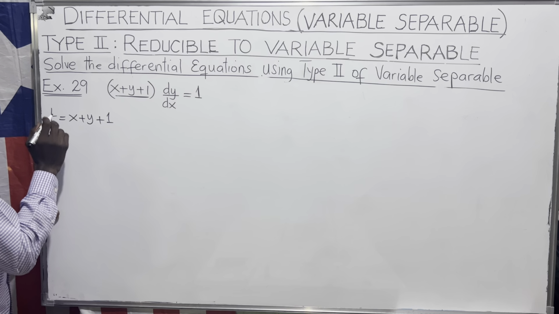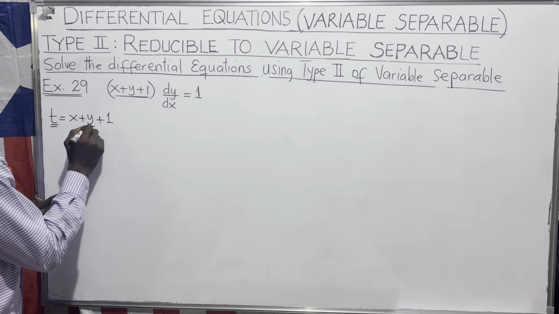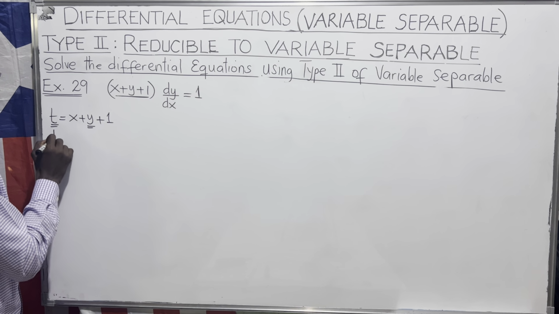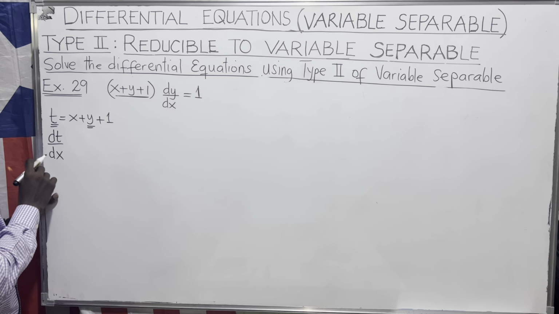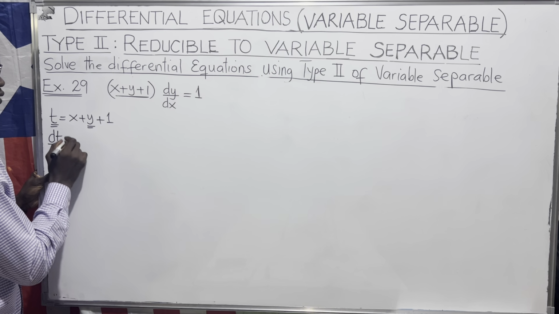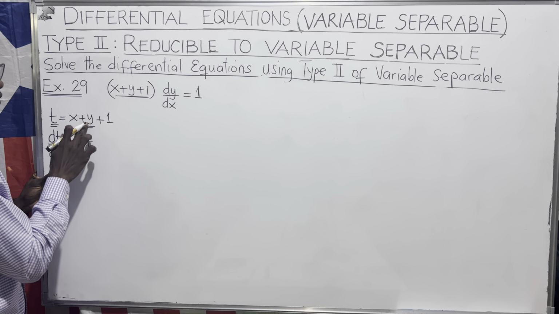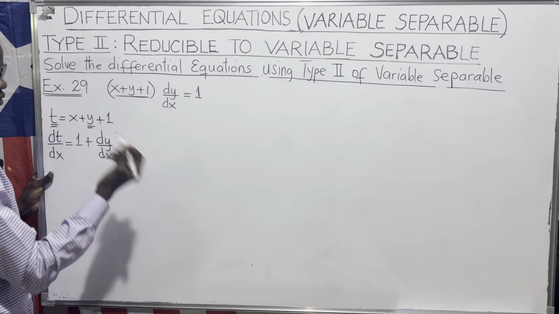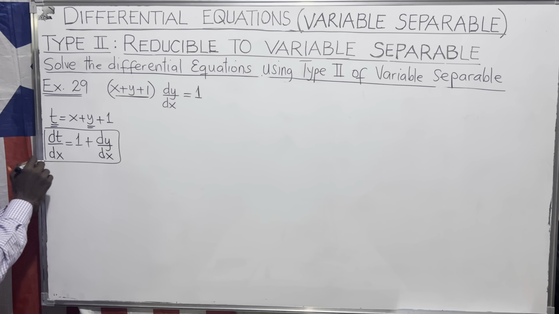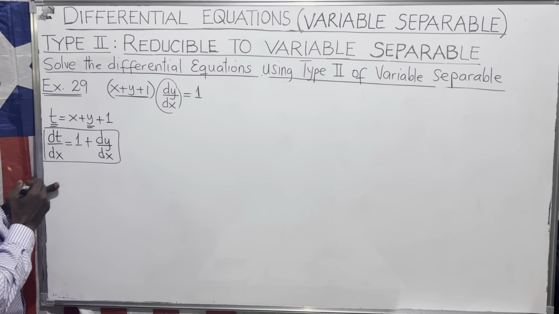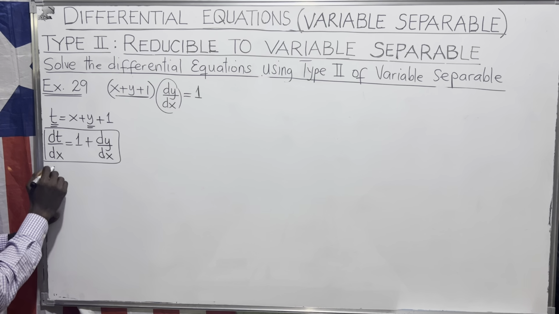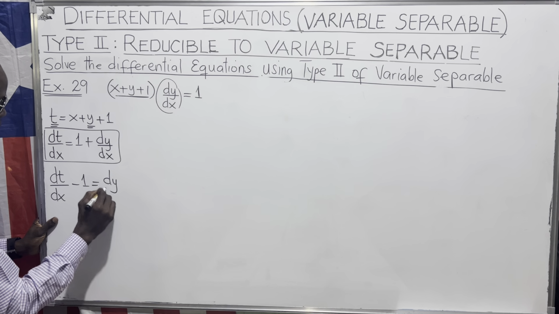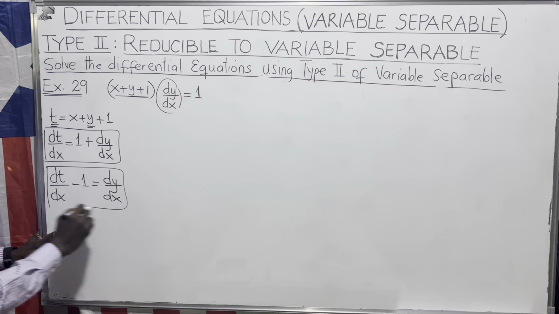Now we differentiate both sides. Remember that t is a function and y is also a function. The derivative of t is dt/dx, equals the derivative of x, which is 1, plus the derivative of y, which is dy/dx, since y is a function, plus the derivative of 1, which is 0. Now we have eliminated x. The next thing is to solve for dy/dx, by transferring 1 to the other side of the equation. So this is our dy/dx.